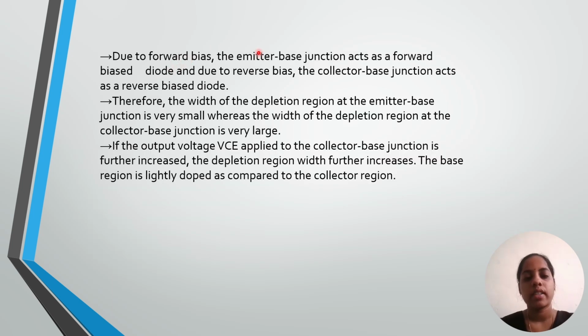Due to forward bias, the emitter base junction acts as a forward bias diode, and the collector junction acts as reverse bias. Therefore, the width of the depletion region at the emitter base junction is very small, whereas the depletion region at the collector junction is very large. If the voltage across the junction is further increased, the depletion width further increases.